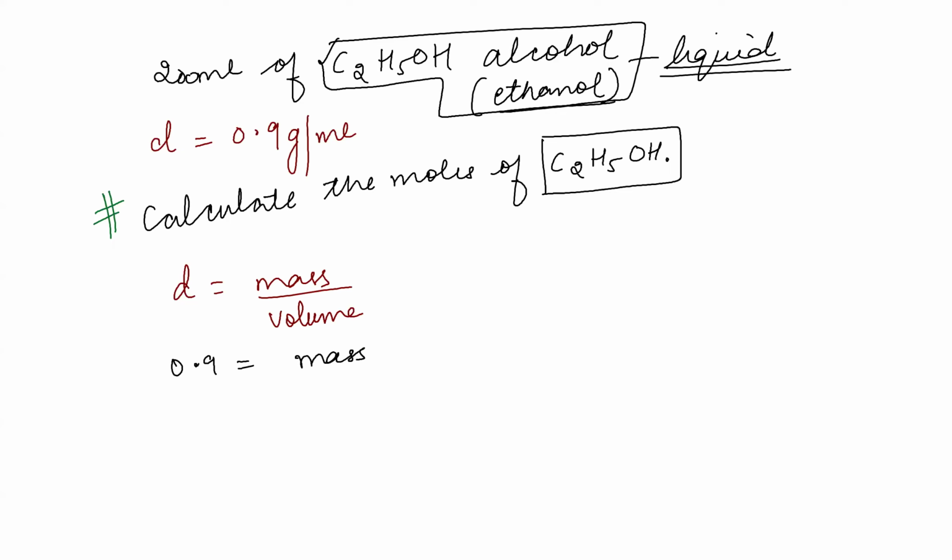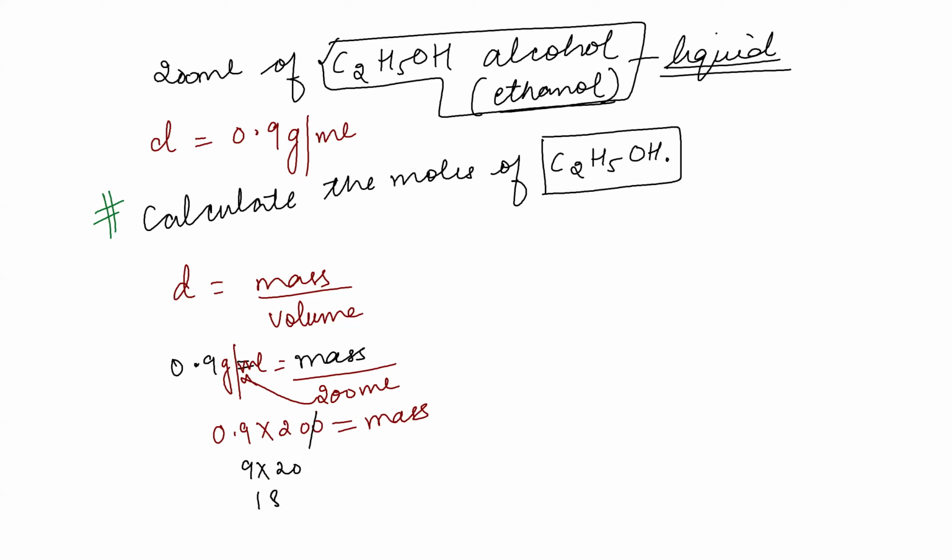So what do you think we'll have? Mass upon volume, and the volume is 200 ml. So I'm going to multiply; this is going to be this much grams per milliliter. So you multiply 0.9 into 200, and that's going to be my mass. That's going to be 180. So 180 grams is the mass. Understood my point or not?